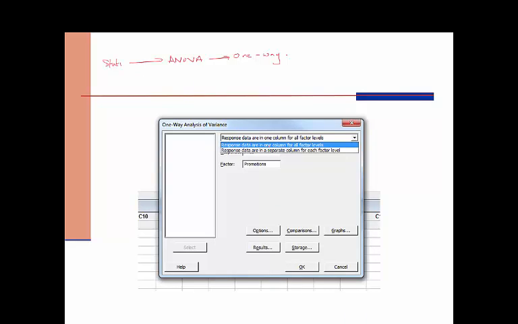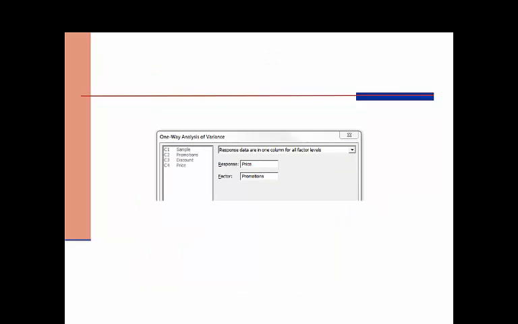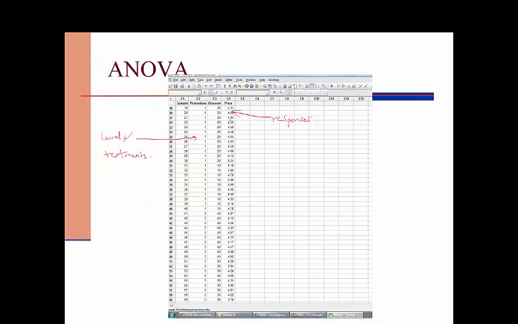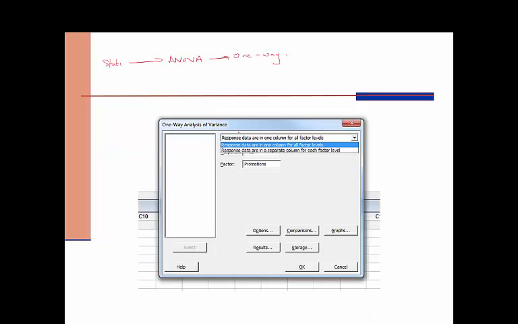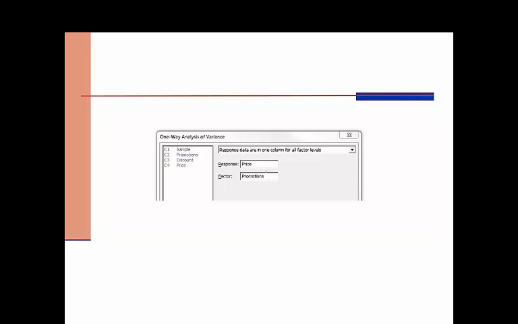That's what you click. Then you have to put in what's the response and what's the factor, i.e. the levels, right? So price is our response, and these are the levels, 1, 3, 5, and 7. Well, what's the factor for those levels? Promotion. Right, so factor is promotion and response is price. So it's very important that you identify those two, what they mean.